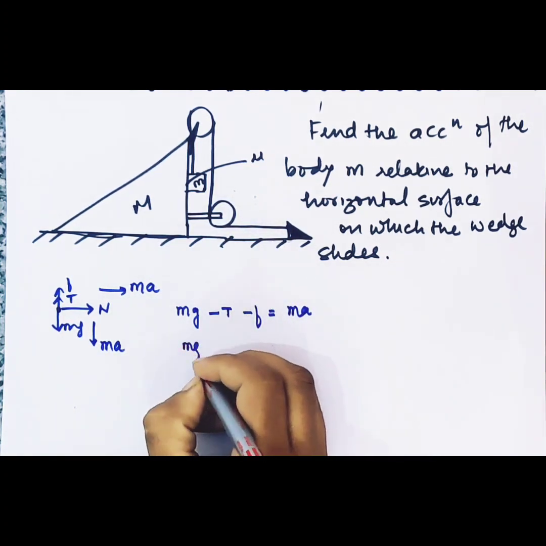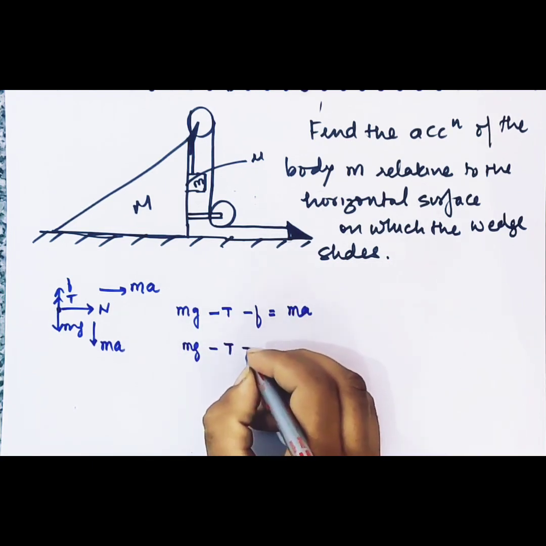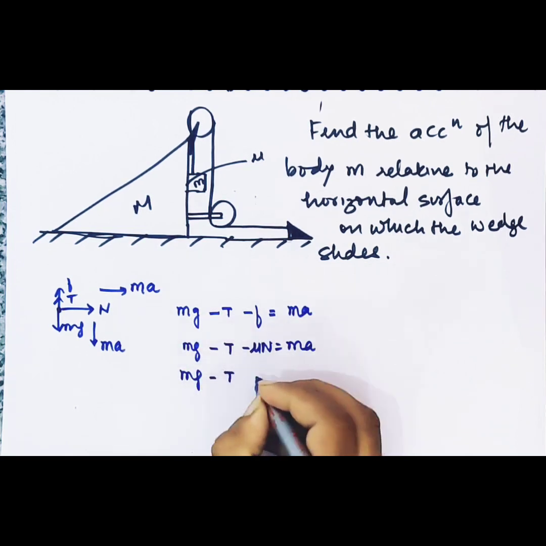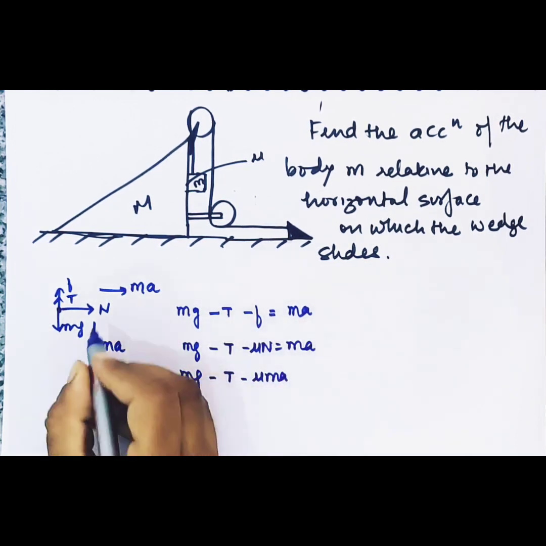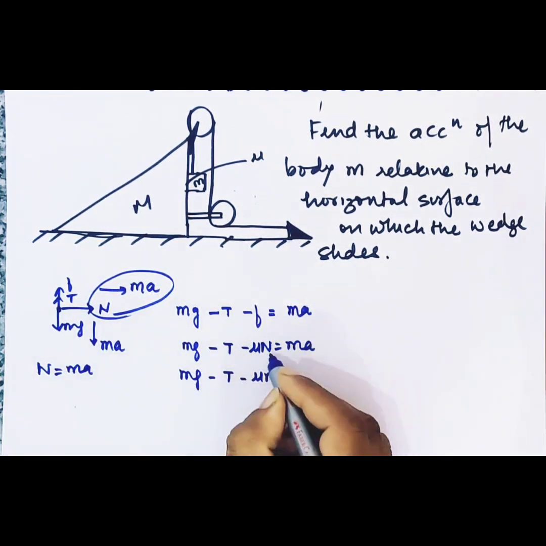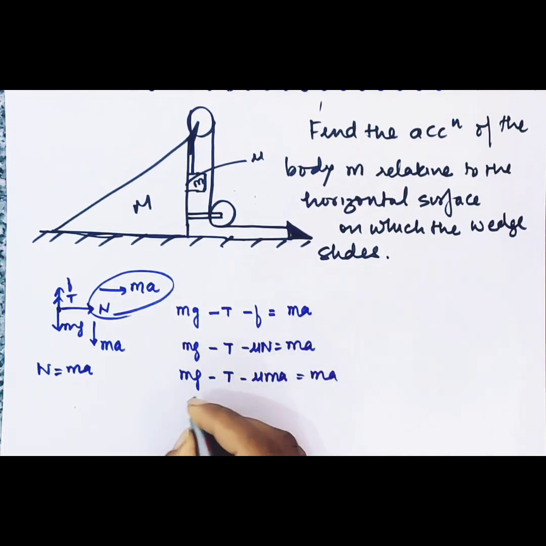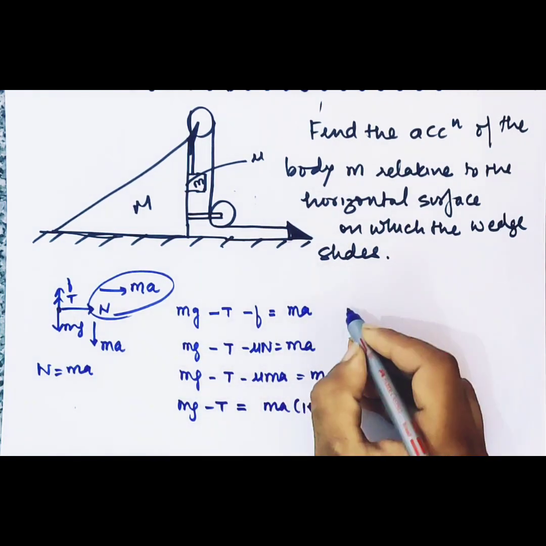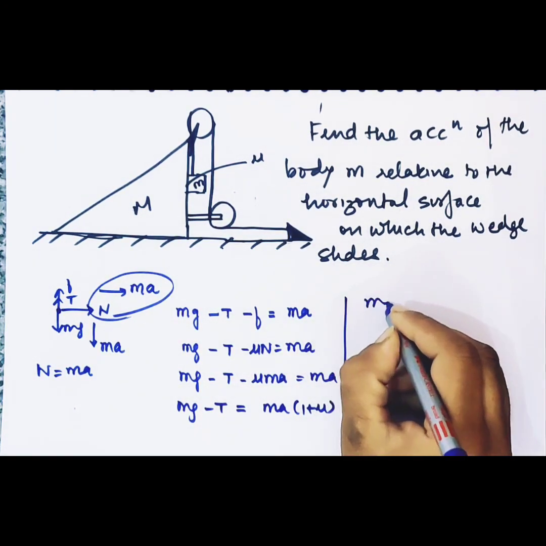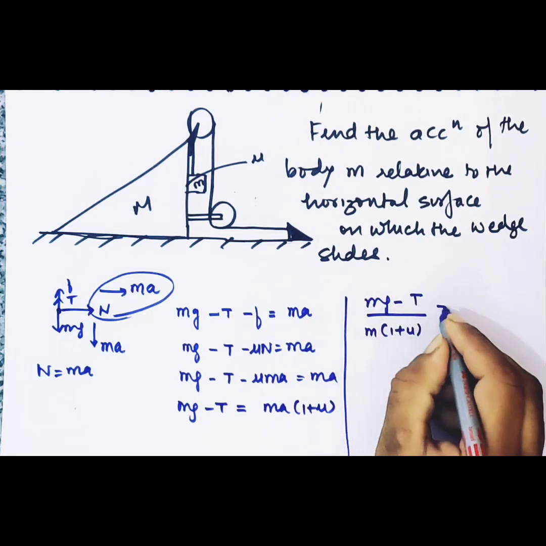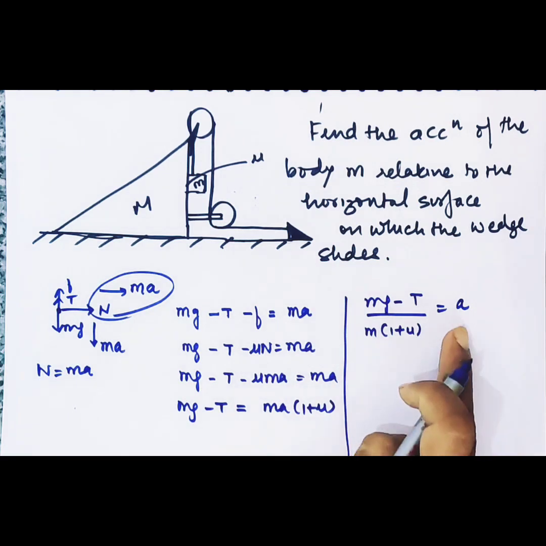So we can also write Mg minus T minus F, and F is mu N, is equal to ma. Because this is another equation, N equals ma. So we can replace N with ma and we get Mg minus T is equal to ma (1 plus mu). So we can write a as (Mg minus T) upon m(1 plus mu). This is the acceleration we have got.